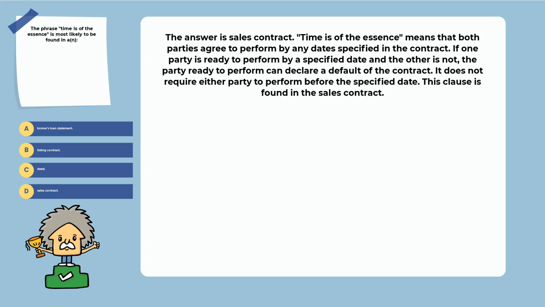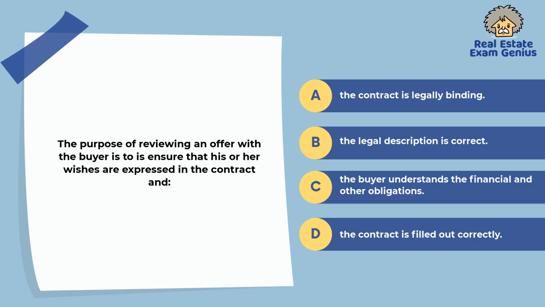The answer is sales contract. Time is of the essence means that both parties agree to perform by any date specified in the contract. If one party is ready to perform by a specified date and the other is not, the party ready to perform can declare a default of the contract. It does not require either party to perform before the specified date. This clause is found in the sales contract.